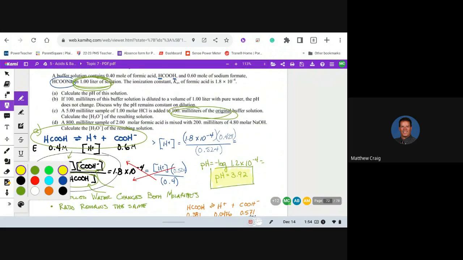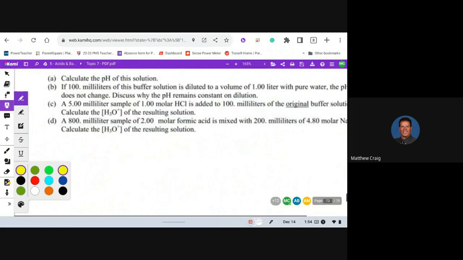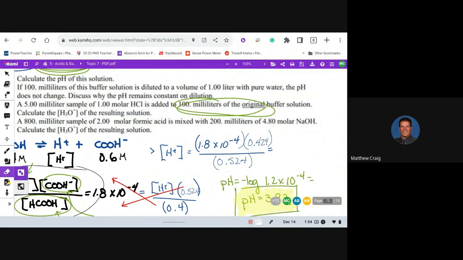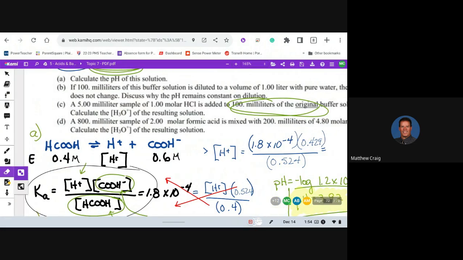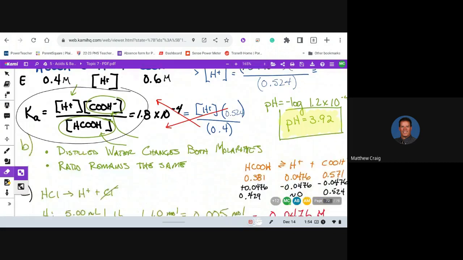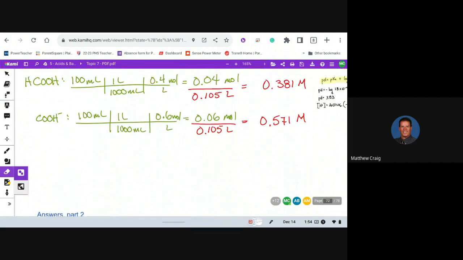Part D, that's where we're at, D, right? Okay, so it says an 800 milliliter sample of a 2 molar formic acid is mixed with 200 milliliters of a 4.8 molar NaOH. Calculate the H3O+ from the resulting solution.